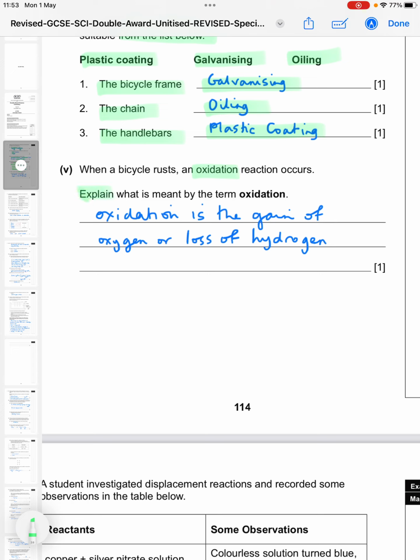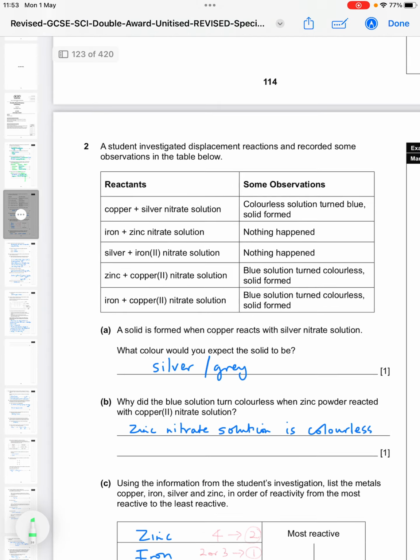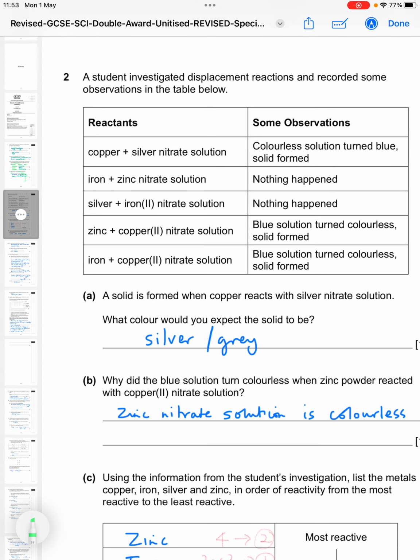Then the last part of this question, when a bicycle rusts, an oxidation reaction occurs. Explain what is meant by the term oxidation. So it's the gain of oxygen or the loss of hydrogen.